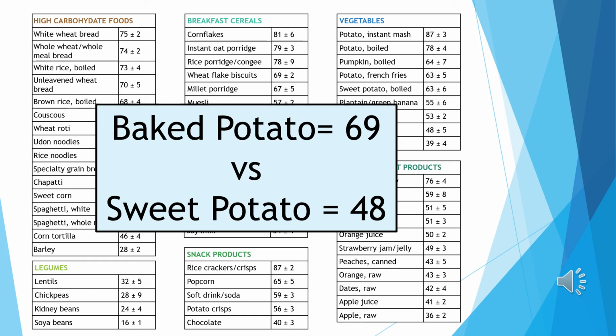Another great example that we see every day is a baked potato, regular white potato versus a sweet potato. The baked potato is higher at 69 than the sweet potato, which is at 48. So that white potato is going to cause a spike in your blood glucose levels, whereas the sweet potato is not going to do that as quickly.